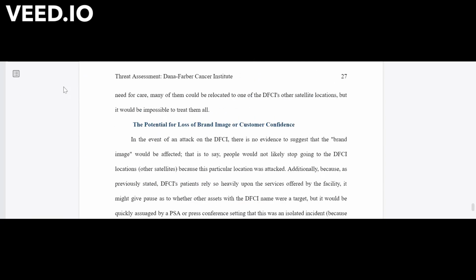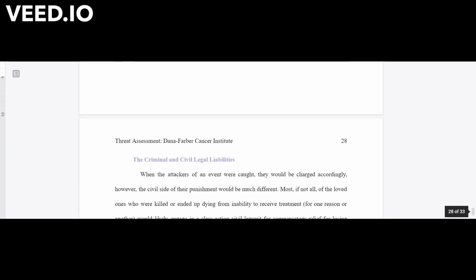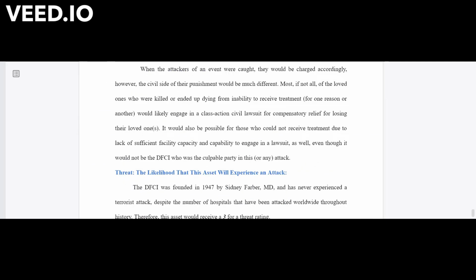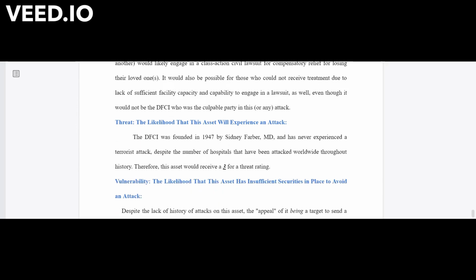And I'm just going through those because they might be relevant to the client, but we don't know that. We have criminal and civil legal liabilities, obviously. We live in probably the most litigious country in the world. The likelihood that this asset will experience an attack, and this threat rating comes from the calculations of all the different things combined.